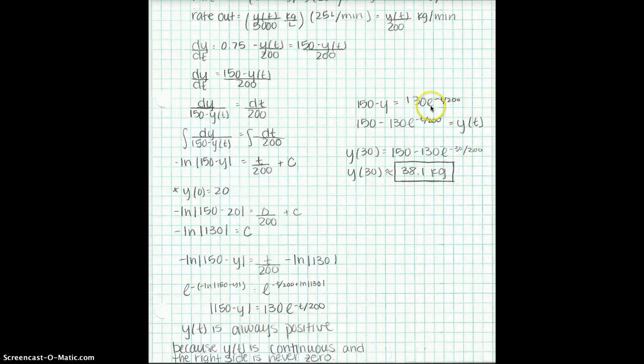So you go up here and you want to solve for y of 30, so 30 is t, and you're solving for y. So you plug in 30 for t, and you solve it and get 38.1 kilograms of salt.